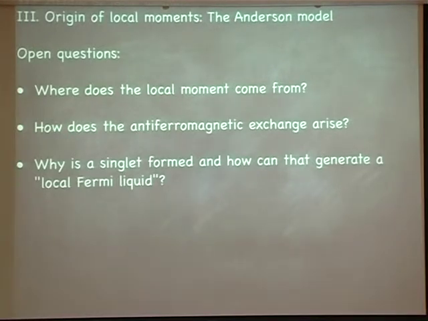Second, where does this interaction arise from? Hund's coupling always gives you ferromagnetic, so that can't be the reason, there must be something else. And then the question is, why is a singlet formed? And how can one generate a local Fermi liquid? Well, this is funny. Question, why does that happen at all?